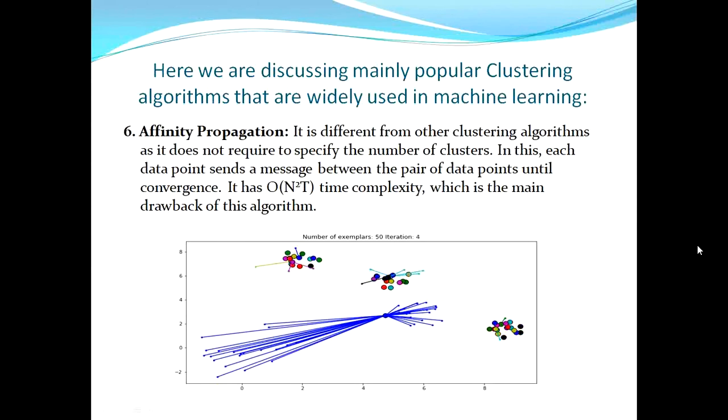Okay. Next is affinity propagation. It is different from other clustering algorithms, as it does not require you to specify the number of clusters. In this, each data point sends a message between the pair of data points until convergence. It has quadratic time complexity, which is the main drawback of this algorithm.